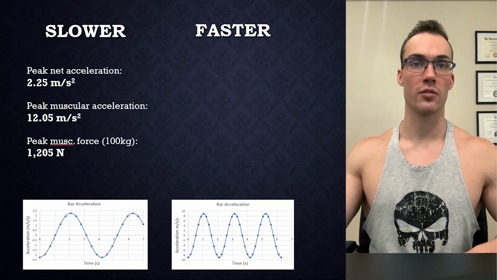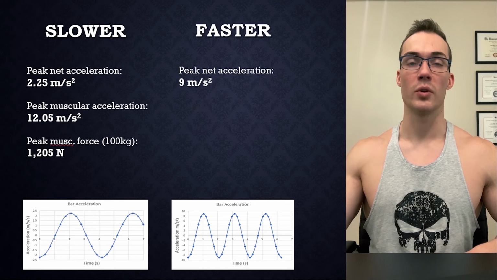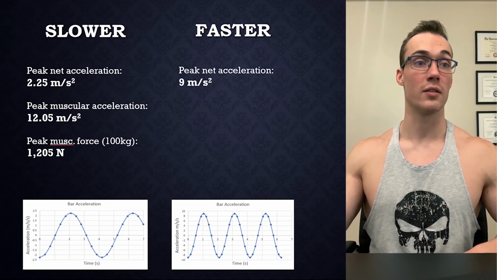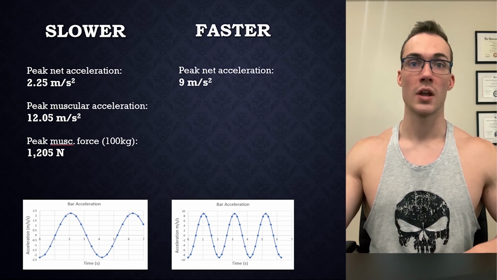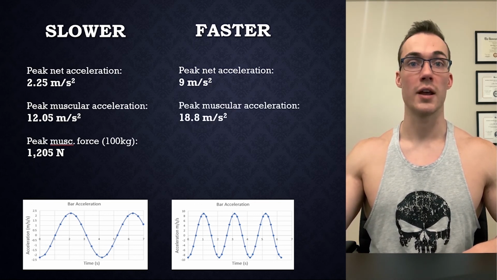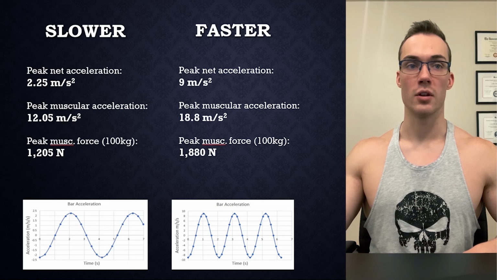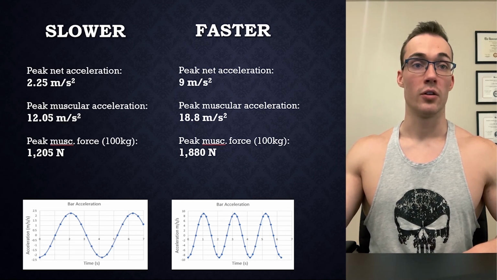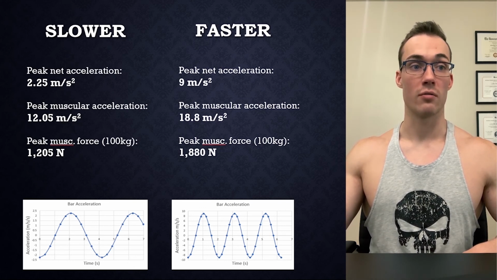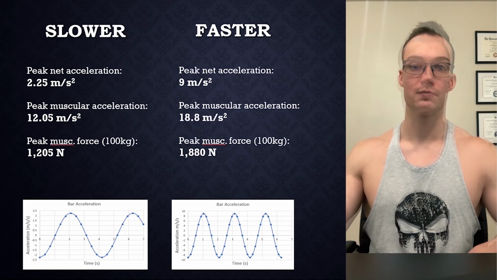Now when we look at our faster example, even just by doubling the speed, we see that the net acceleration is affected much more than that in this case. Adjusting for gravity again, this puts our peak muscular acceleration at 18.8 meters per second squared and the peak muscular force at 1900 newtons, right? So just by increasing the tempo, we have greatly increased the muscular force required to produce that movement.